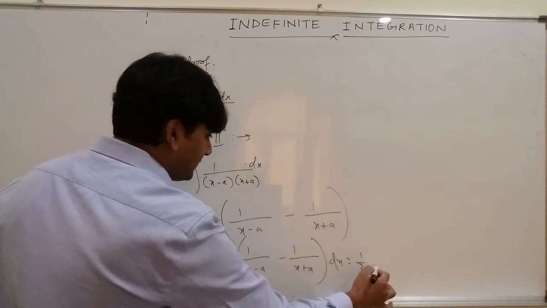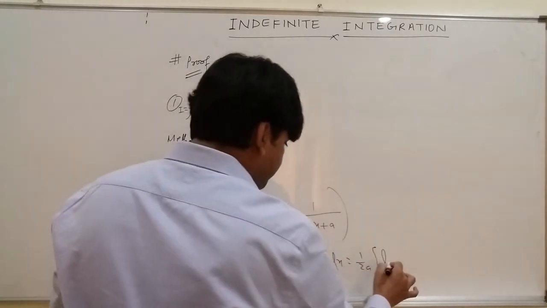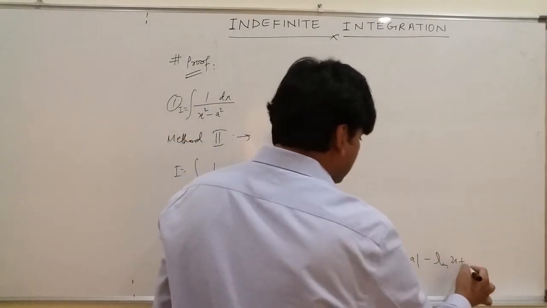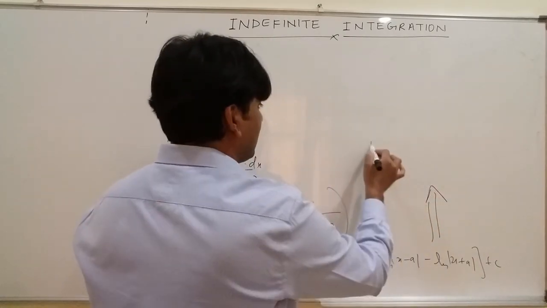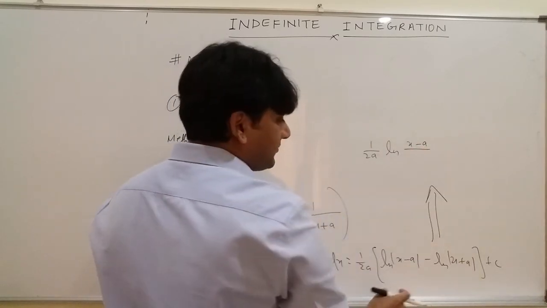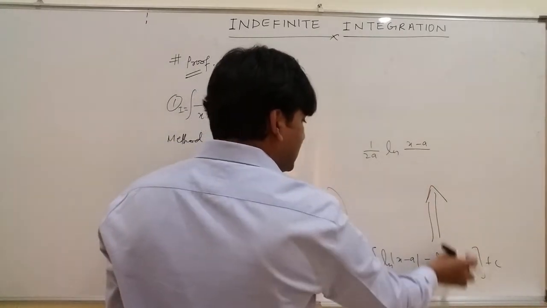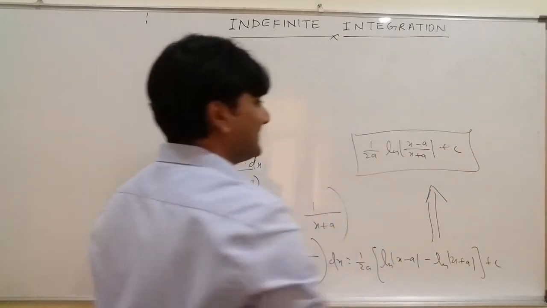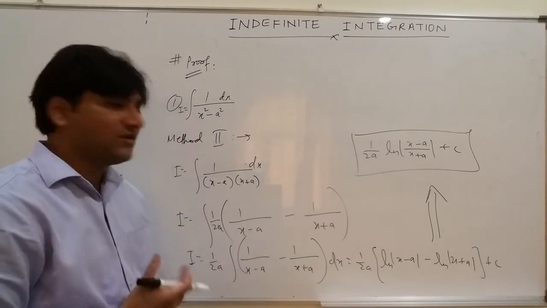dx, which is 1 over 2a, and the integration of 1 over x is ln x. So this is ln x minus a minus ln x plus a plus c, and finally we got 1 over 2a ln, because of the log property, log m minus log n is log m over n. So ln x minus a over x plus a we will get, and plus c. So this is my answer again. This is the second method. This method is based on observation.